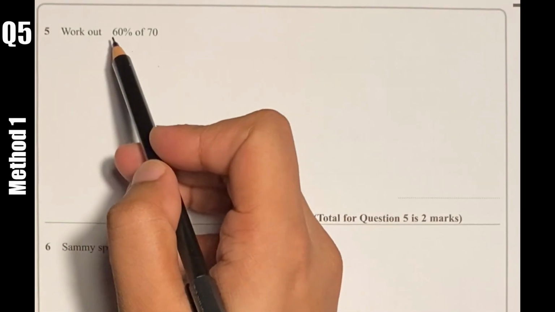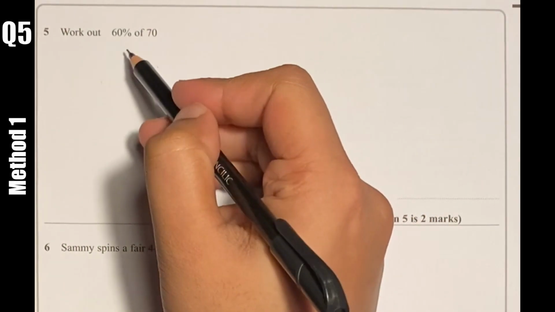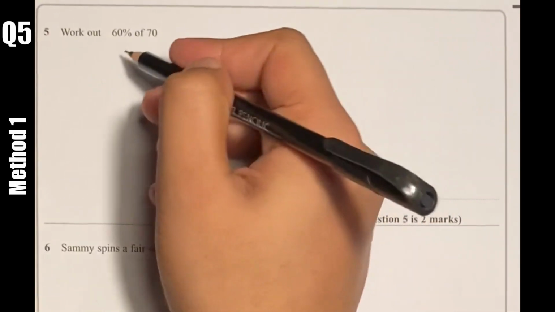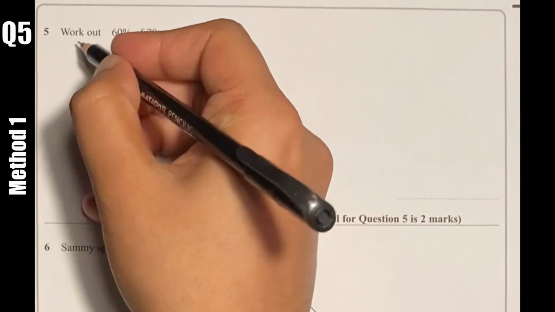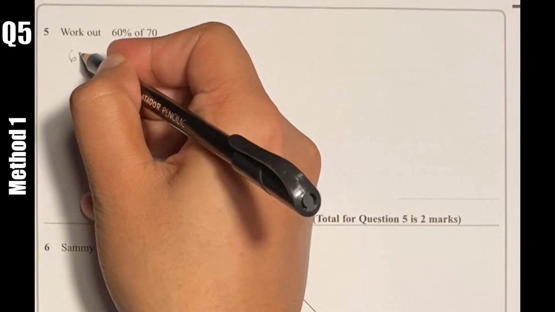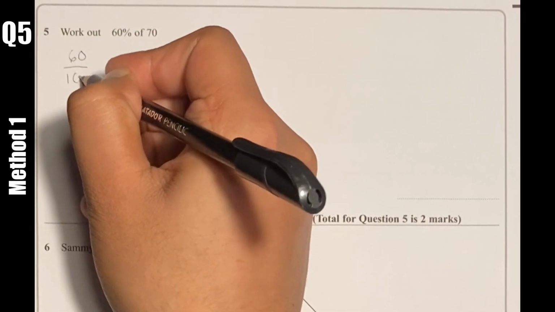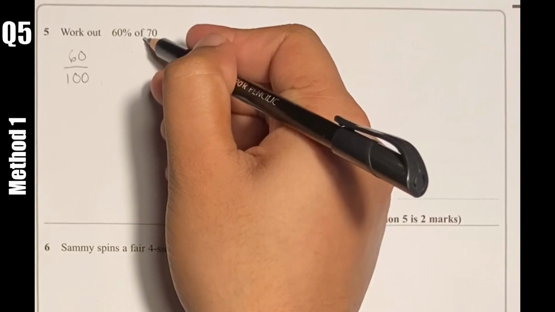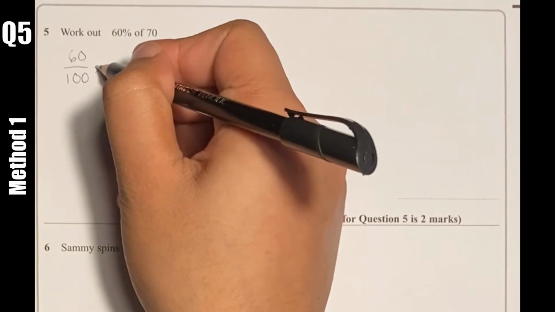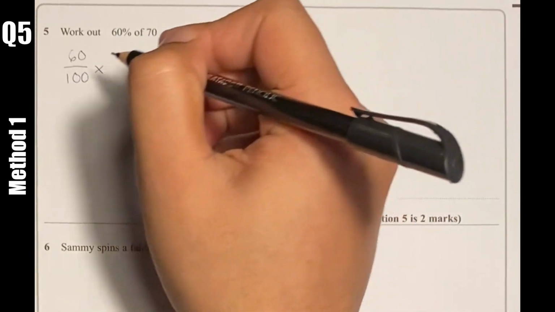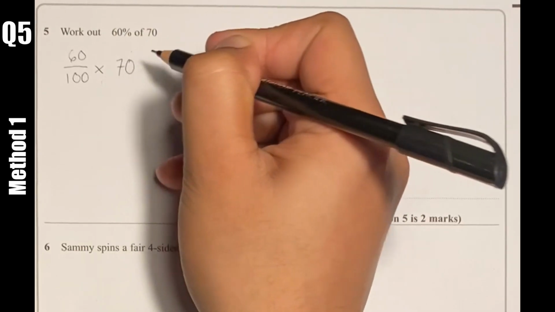Question 5. Work out 60% of 70. The first thing we want to do is take our 60% and convert it into a fraction. We can do that by writing it over 100, so 60 over 100. Now, I like to say of means times in maths, so if I write the multiplication sign there, we're good. And then 70, I'm just going to leave it as it is for now.